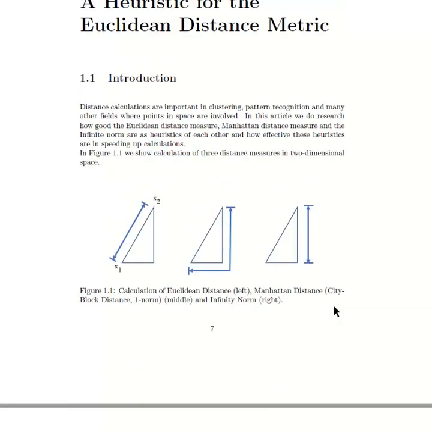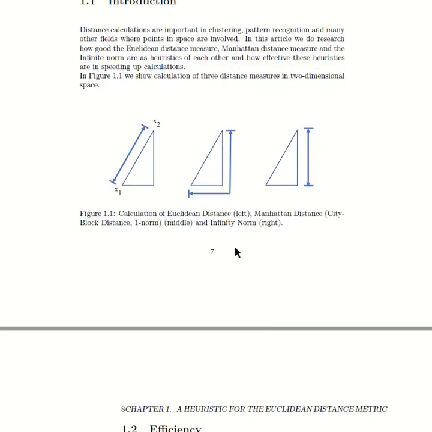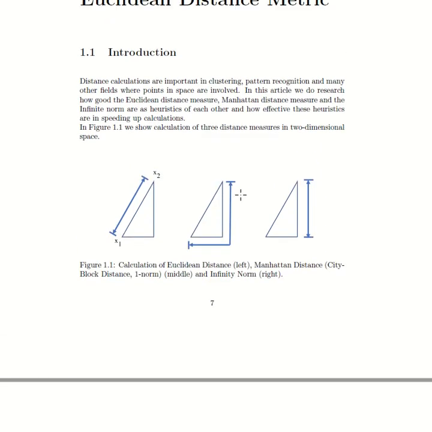And in this paper we use the Manhattan distance instead. We replace Euclidean distance with Manhattan distance and look how much those correlate with each other, and how much it depends on dimensionality, for example.